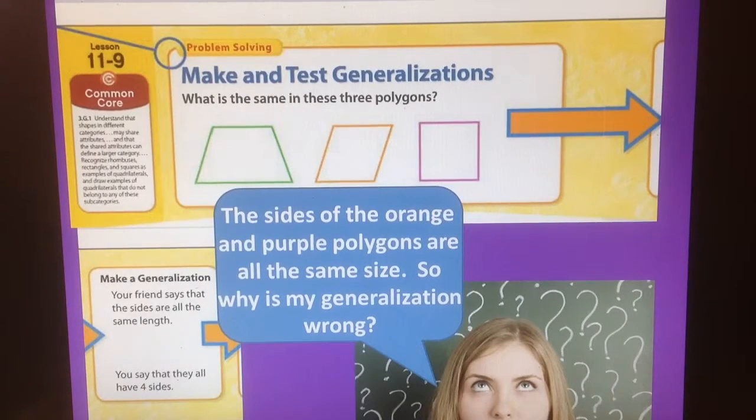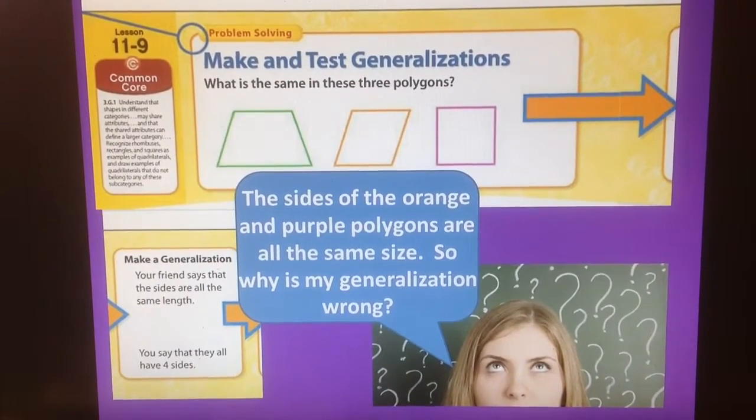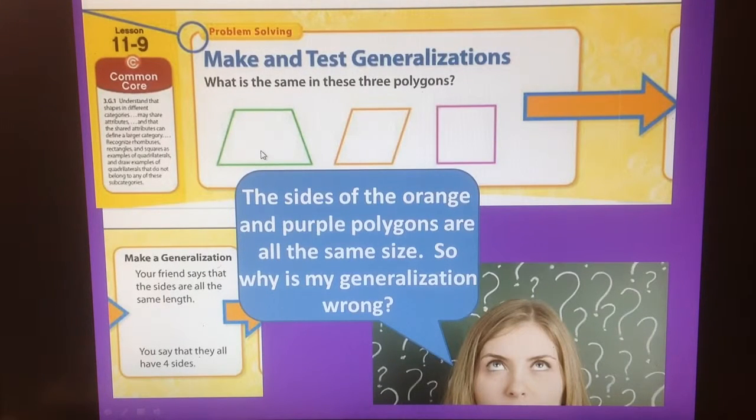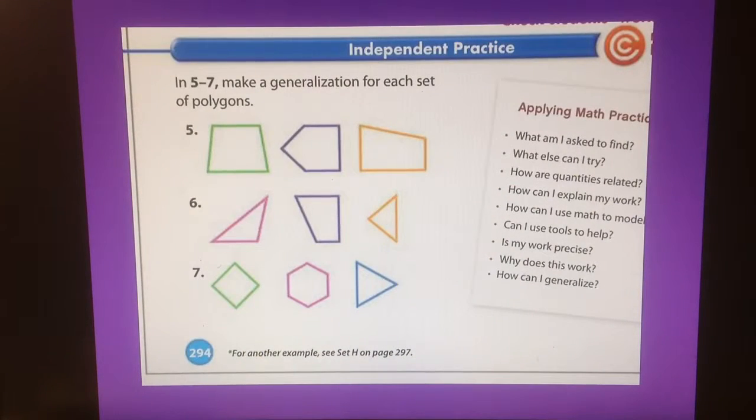So back to this question about the polygons at the top of the page. The girl is still confused about why her generalization was not correct. She says the sides of the orange and purple polygon are all the same size. So why is my generalization wrong? Remember that her generalization was that the sides are all the same length. She's correct that the sides here are the same length and the sides here are the same length. But she's not correct here because these sides are not all the same length. So her generalization might be close, but it is not correct. We looked at what the page looked like for today's lesson, and that was it.